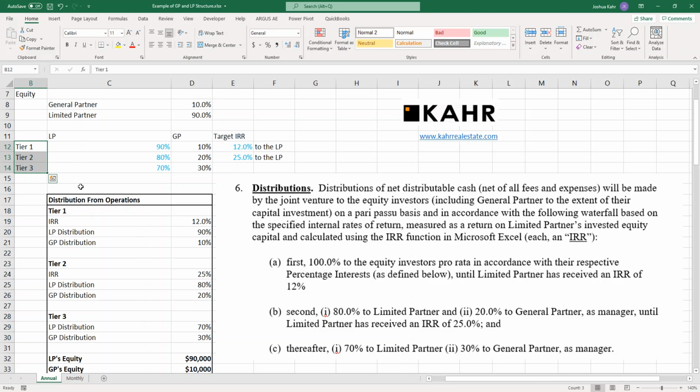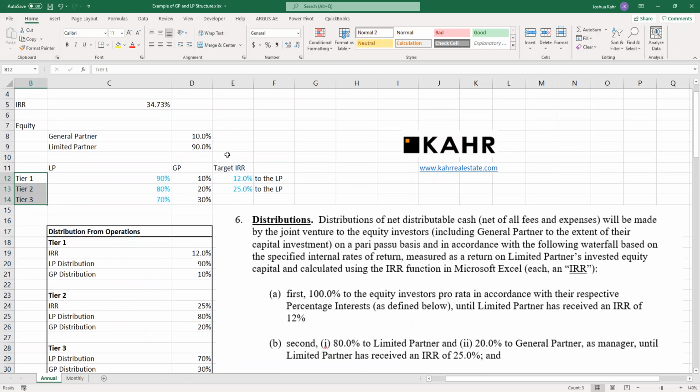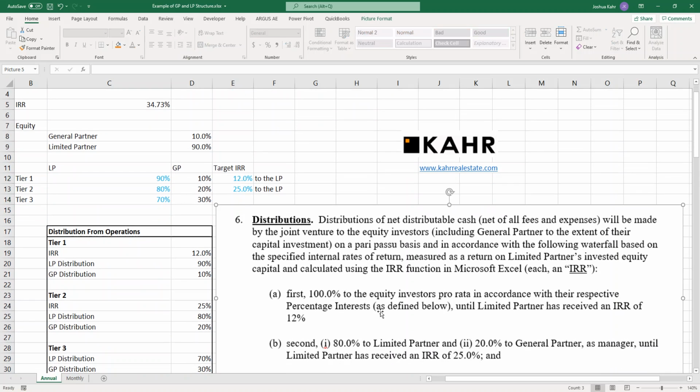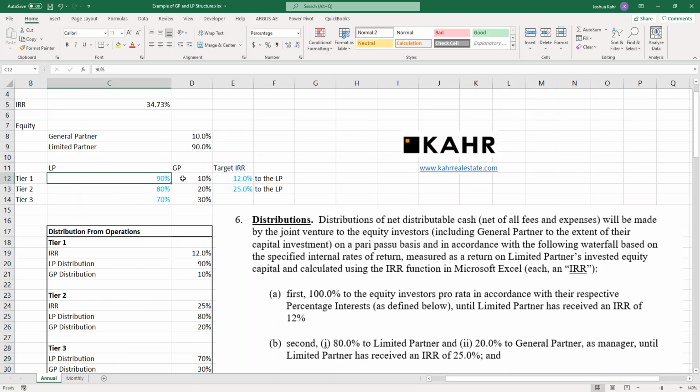Different tiers. You can call them tiers, you can call them tranches. Everyone has their own language for this. So if you're doing this, the first thing to do is to take the written words and turn them into numbers and cells, right? So we take the written words, as we can see here, 12% goes here, 25% goes here.